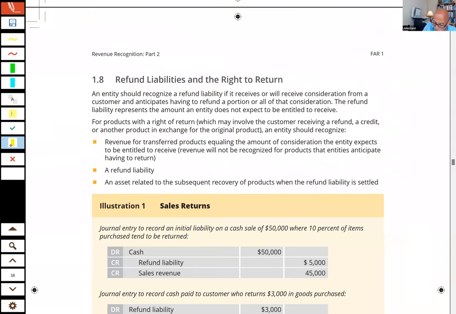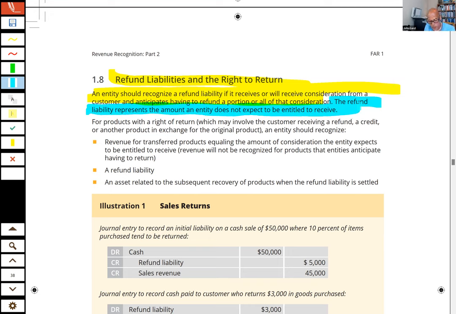Now, refund liabilities and right to return. An entity should recognize a refund liability if it receives or will receive consideration from a customer and anticipates having to refund a portion or all of that consideration. The refund liability represents the amount the entity does not expect to be entitled to receive. So what this is, guys, is an accounting estimate.